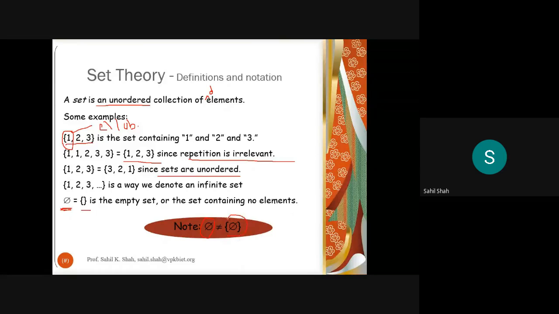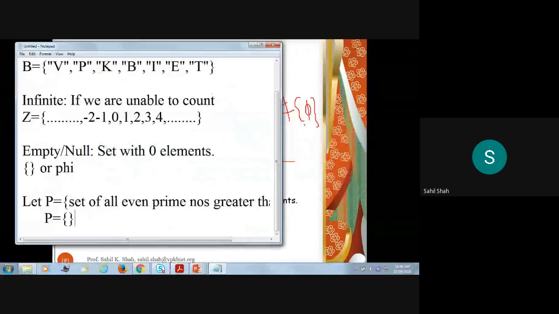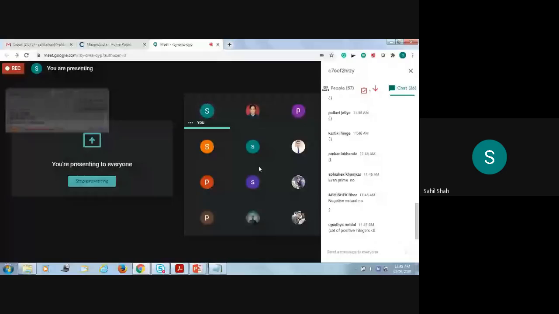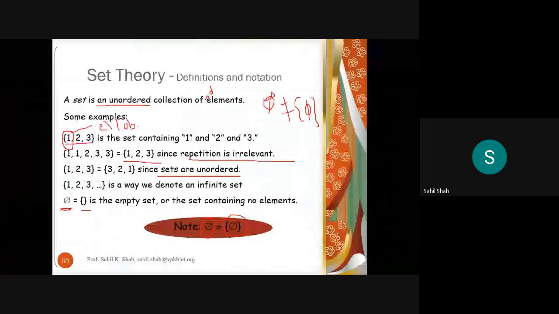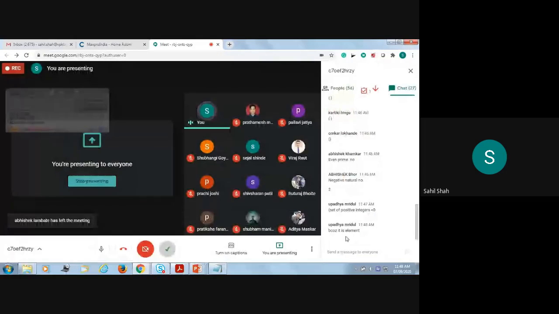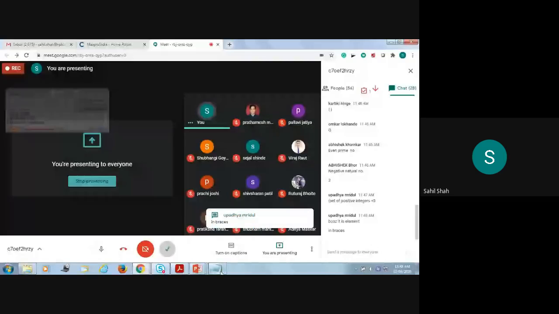Can you tell me the justification why this is not equal? What is the slide saying? Phi means empty set. It is not equal to a set containing phi. Why is this so? Can you answer in the chat window? I hope you have got this question. This is not equal to this because it is an element, yes, in braces. Very nice.